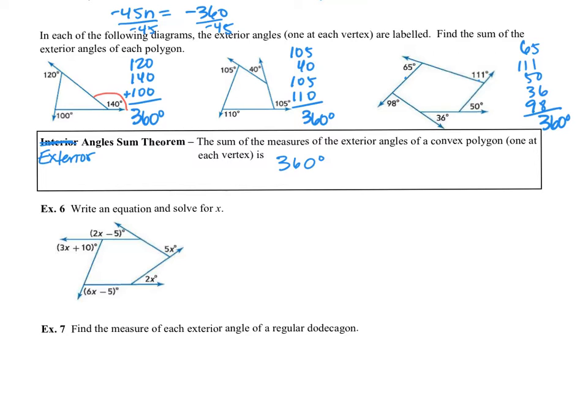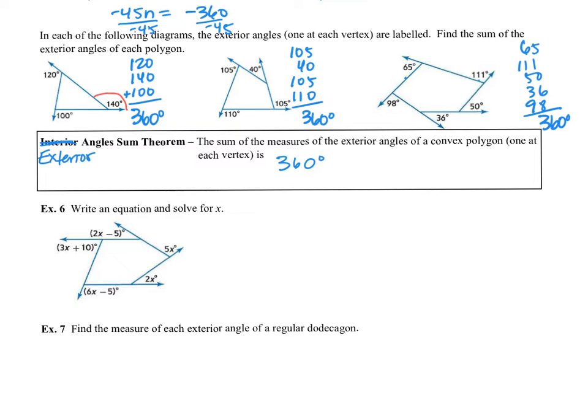So unlike the interior angles, where the sum of the interior angles varies with the number of sides, that's not true for exterior angles. It doesn't matter whether a polygon has 3 sides or 30 sides or 300 sides. If we take the sum of the measures of the exterior angles of a convex polygon, one at each vertex, that total is always going to be 360.